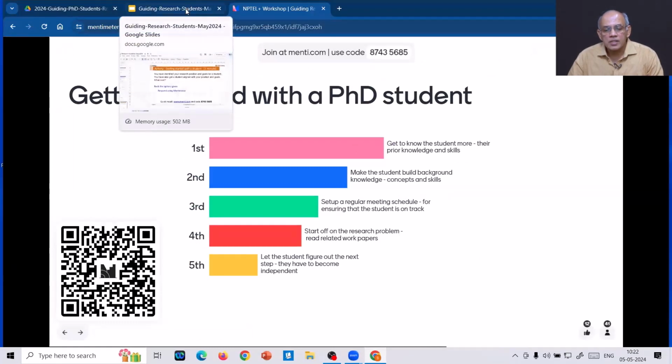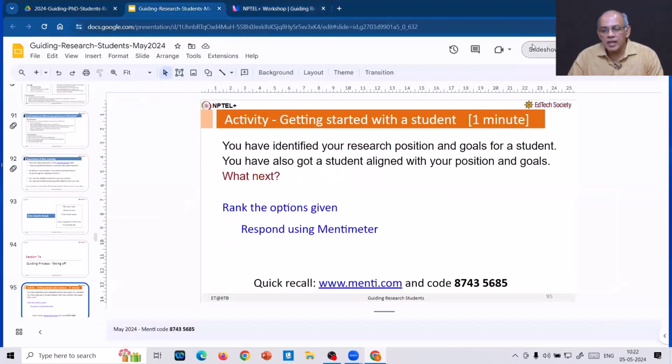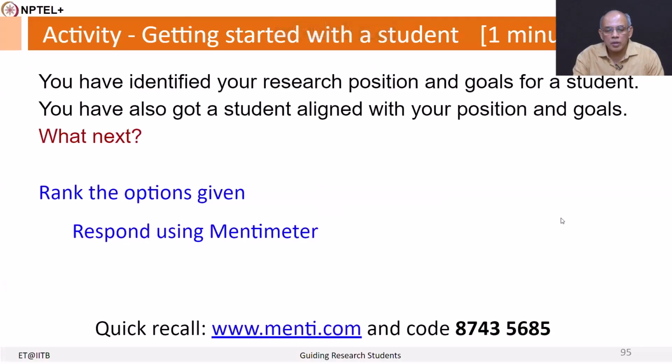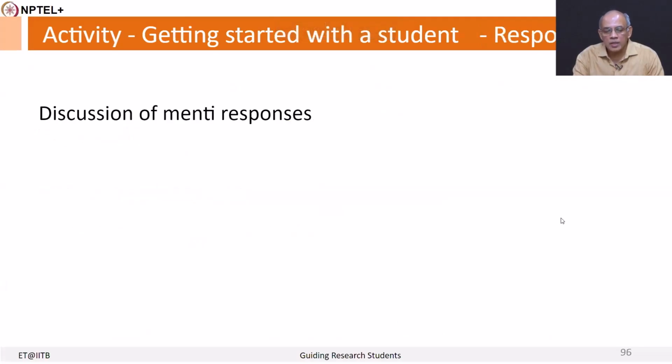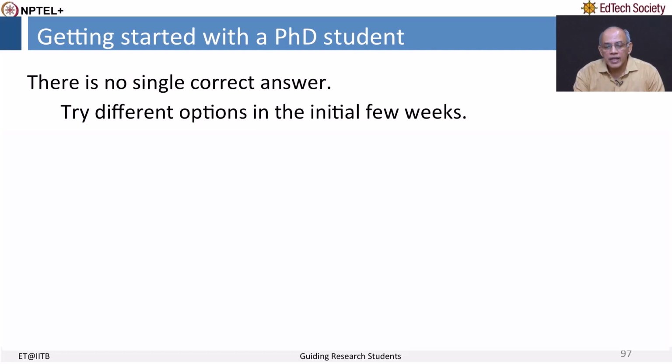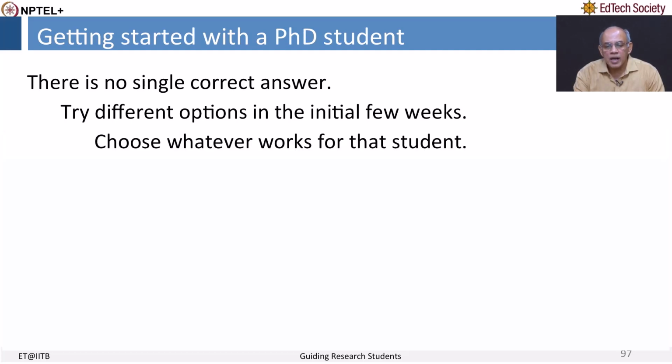However, what is important to keep in mind is that there is no single correct answer here. We have talked about what the responses are, but we must also keep in mind that it depends on guide to guide and student to student. So, getting started with a PhD student, what is it that we need to look at? As I mentioned, there is no single correct answer. We have to try different options in the initial few weeks and choose whatever works for that student.